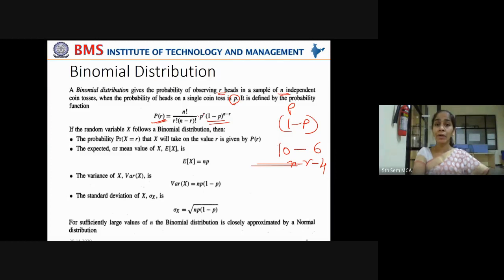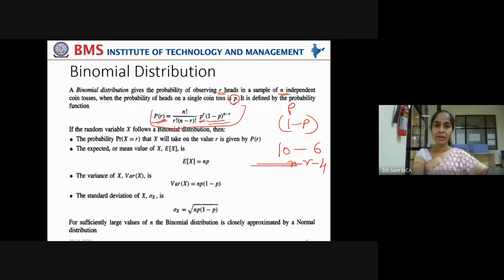R times. The probability of observing R heads, the number of times heads has appeared is R. That is why it is written as P power R, multiplied by the number of times tails are observed. Tails observed means it is not the probability we are interested in, so it is 1 minus P. And how many times is it observed out of n? Out of n, you subtract the number of times heads are observed, that is R. So it is n minus R. That is the binomial distribution formula. This is how you can write the binomial distribution formula.